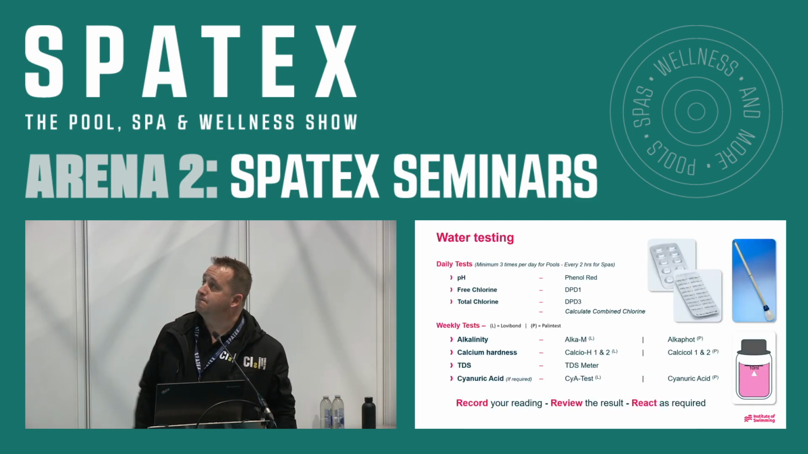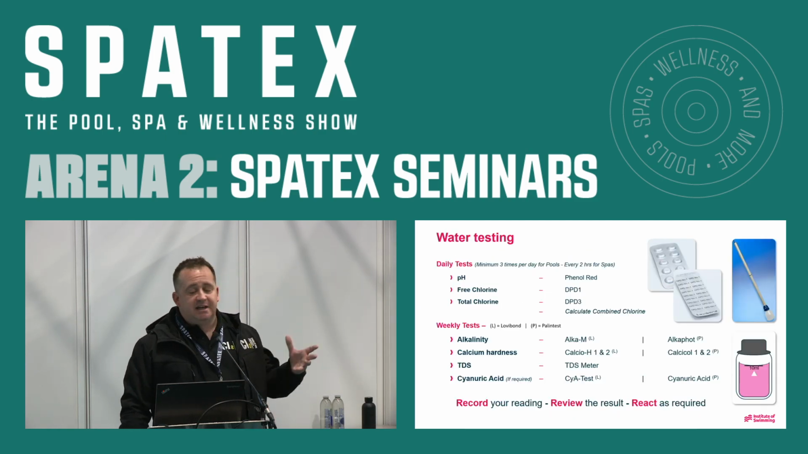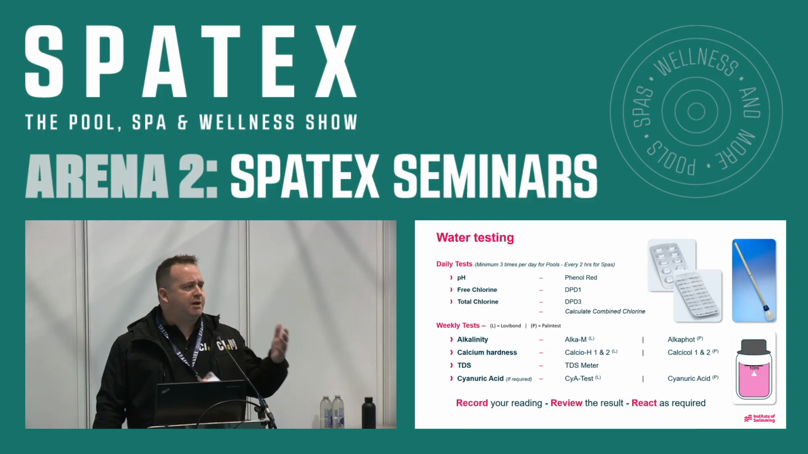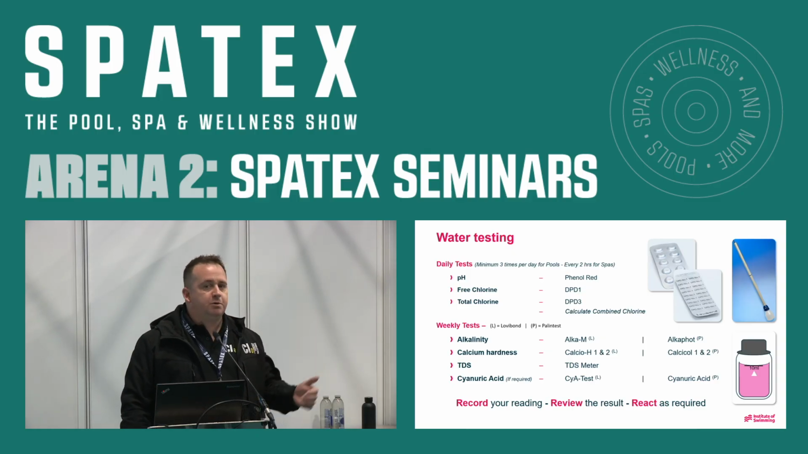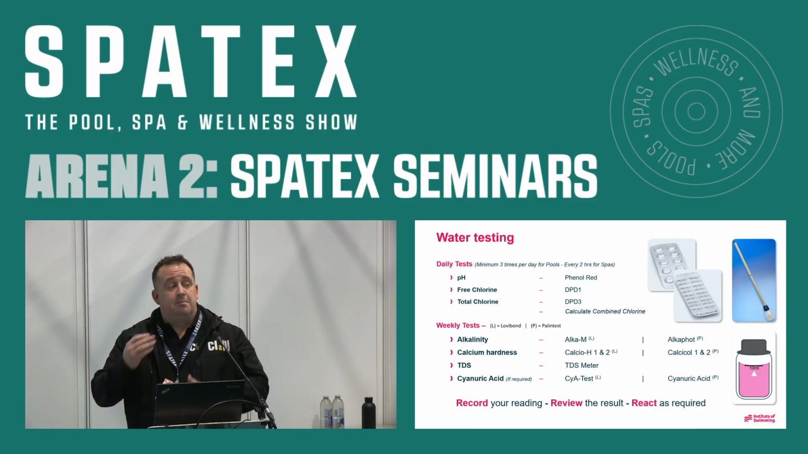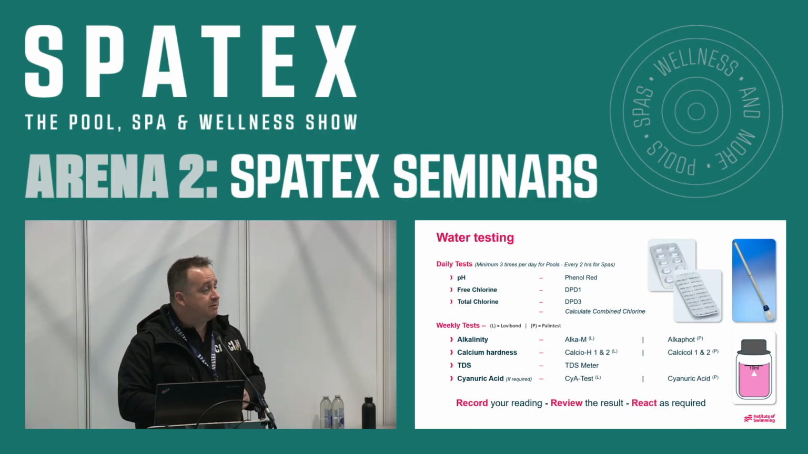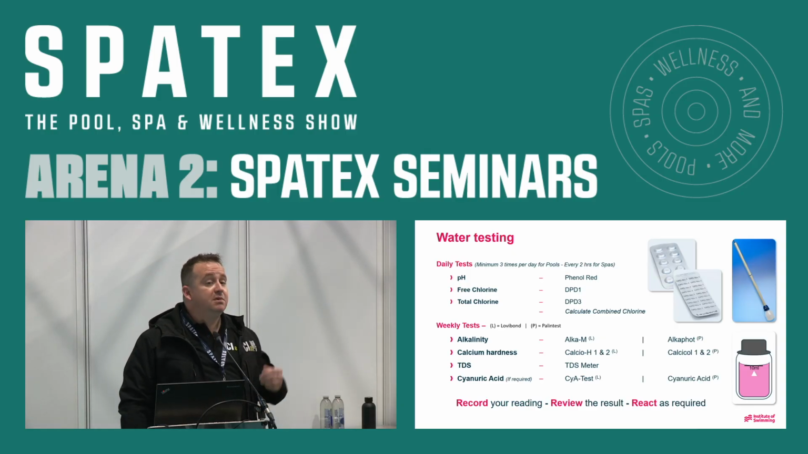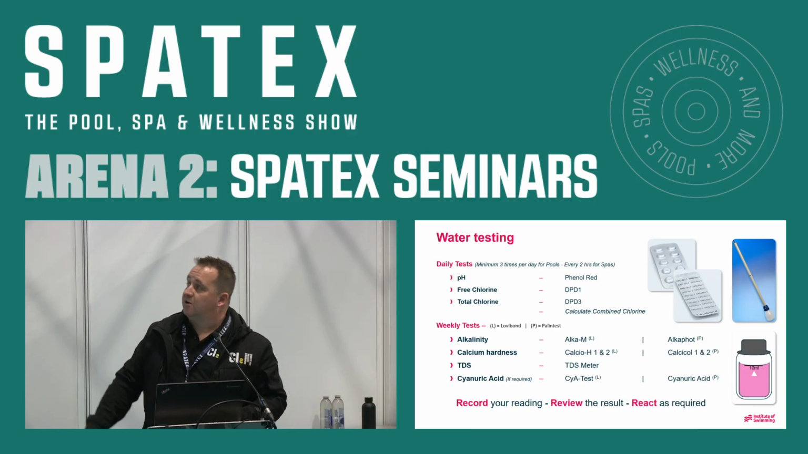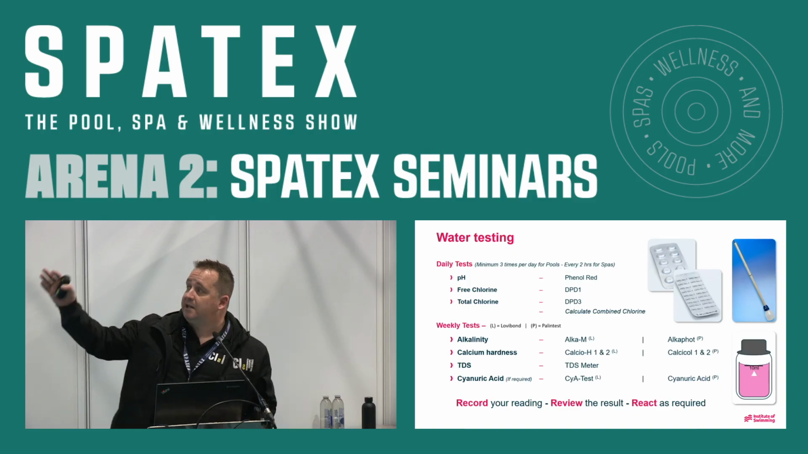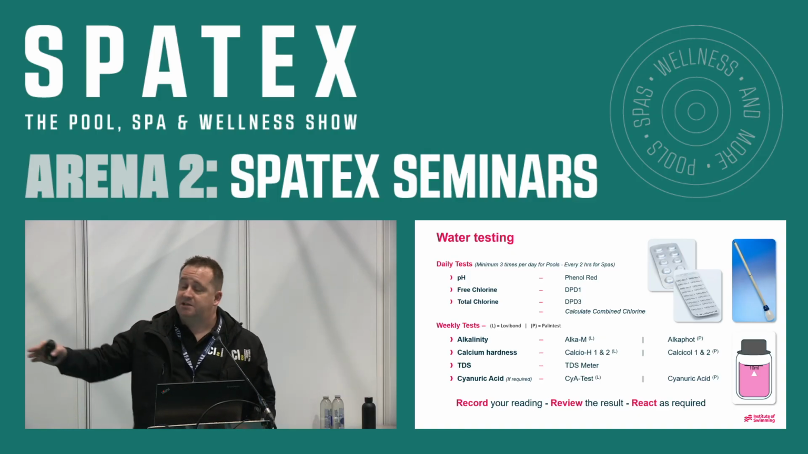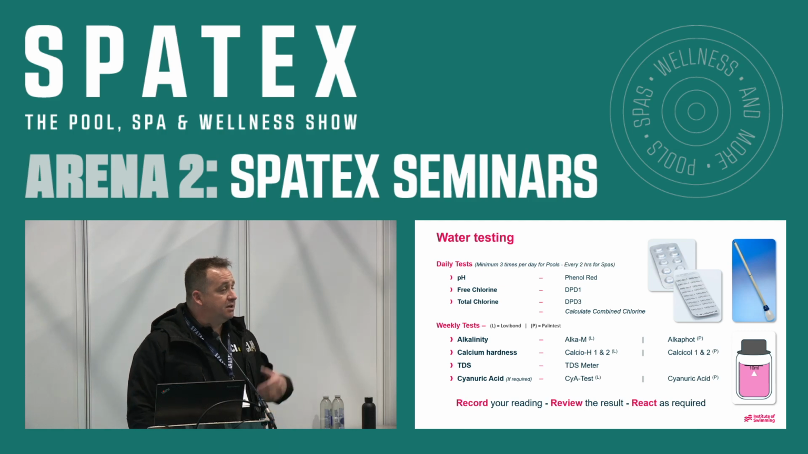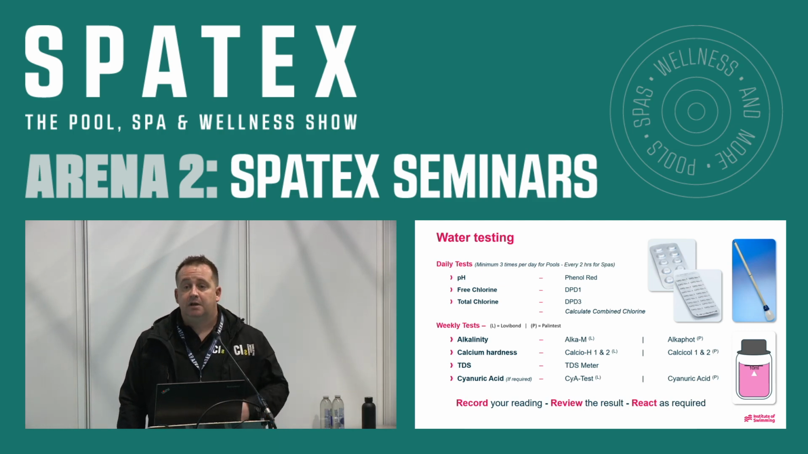When we look at water testing, your daily tests would include your pH, your DPD1 and your DPD3 for your free chlorine and your total chlorine. As I'm sure you all know, we work out our combined chlorine by subtracting our DPD1 from our DPD3. This is what you're doing three times a day minimum, every two hours best practice. Then on a weekly test, we start adding in things like alkalinity, calcium hardness, TDS, and maybe cyanuric acid if you're working with an outdoor swimming pool. Cyanuric acid works as a stabiliser for the chlorine, so keep an eye on that.